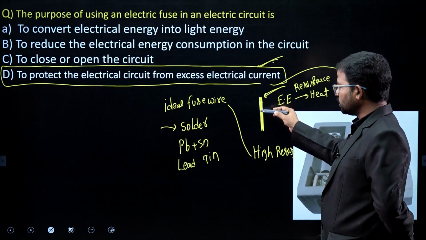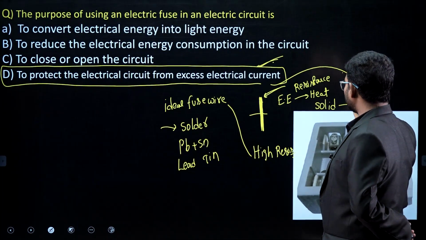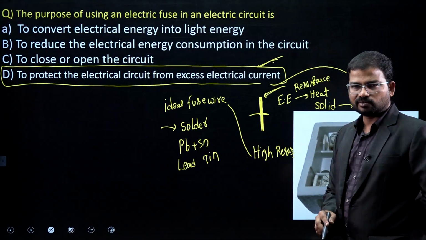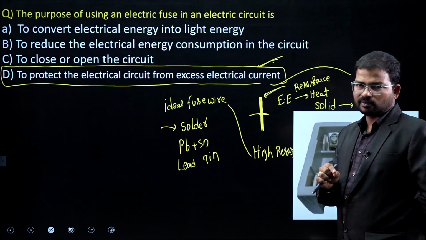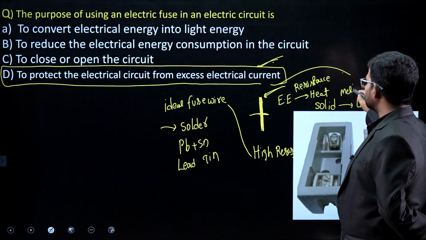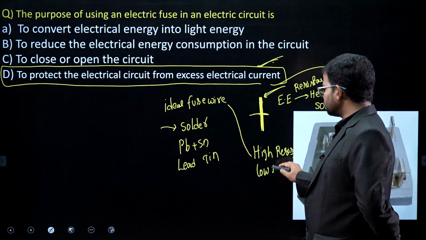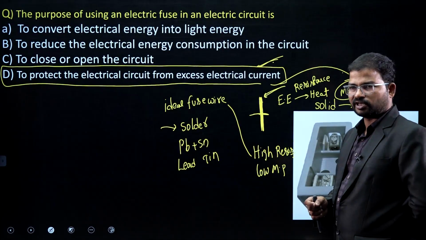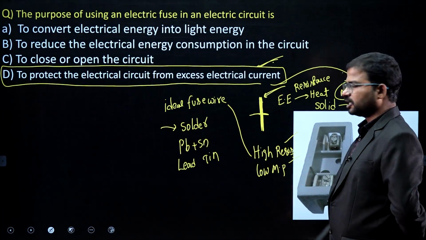Next, after heating of this material, what will happen? Solid can be converted into liquid, which means the wire can be broken. Broken means that at that region the solid material is melted. What do we call the phenomenon when solid converts to liquid? Melting. So it has a low melting point. If the melting point is low, just a small amount of heat variation can break this wire. That's why an ideal fuse wire has high resistance and low melting point.